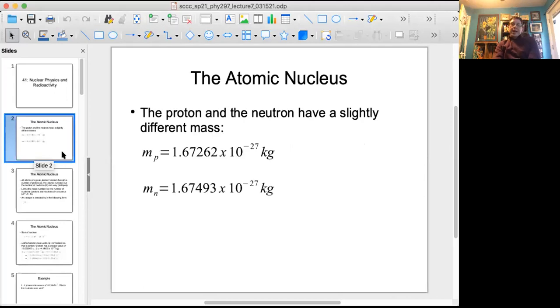So the nucleus consists of two basic particles, protons and neutrons. Protons have a charge of +1, neutrons are neutral. They have a very, very similar mass. If you look to three significant figures, they're both 1.67 times 10 to the negative 27 kilograms, but the neutron is slightly more massive. Not by a whole lot, but enough to be noticeable.